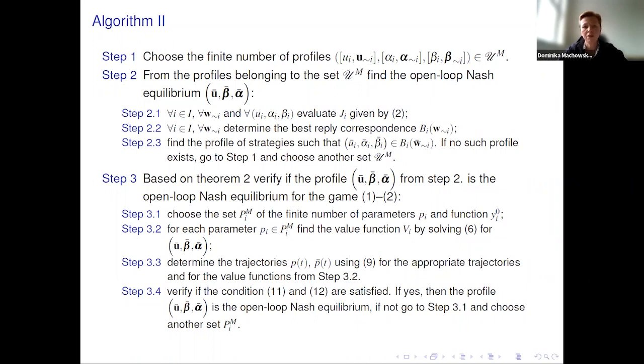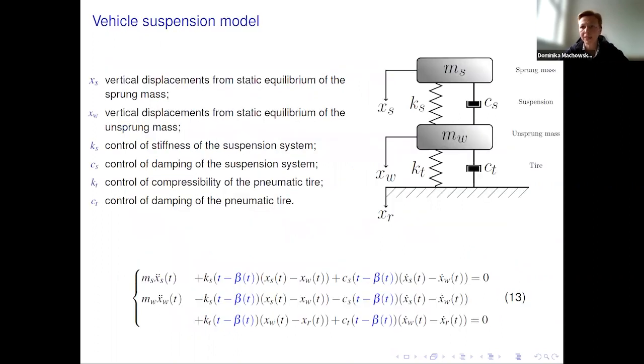and now using condition 11 and 12, if for those value functions and a dual trajectory, conditions 11 and 12 are satisfied, which means that our profile is the Open-Loop Nash Equilibrium for the whole game. If not, we have to find another set of PIM or another set of the profile. So this is our tool, and we use this tool on the vehicle suspension model.